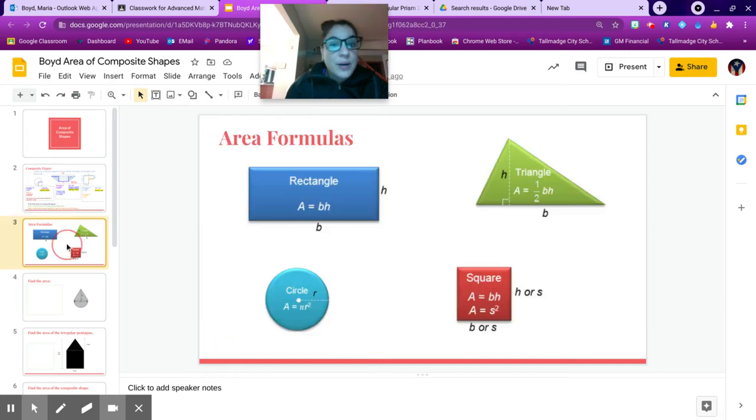The formulas that you're going to need for today are on slide 3. Don't forget to find the area of a rectangle, you're going to do length times width or base times height. For the area of a triangle, 1/2 times base times height. The area of a circle is pi times radius squared, and the area of a square is just length times width or side squared, since they're all exactly the same.